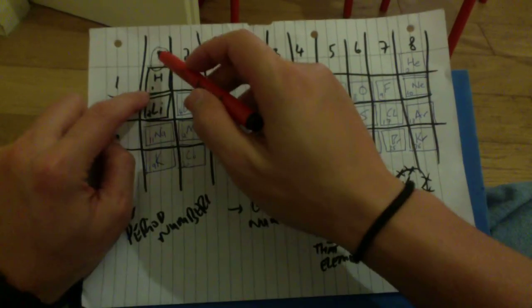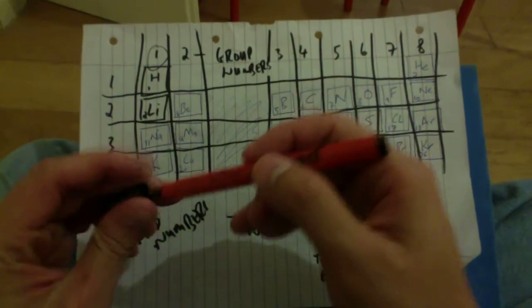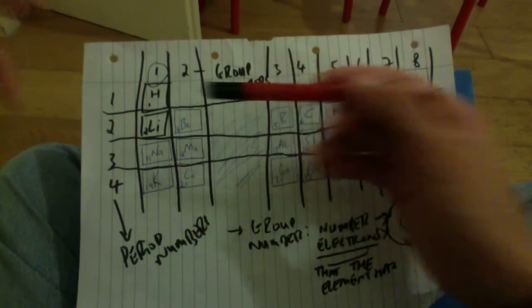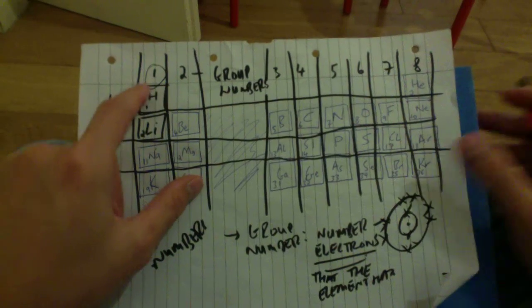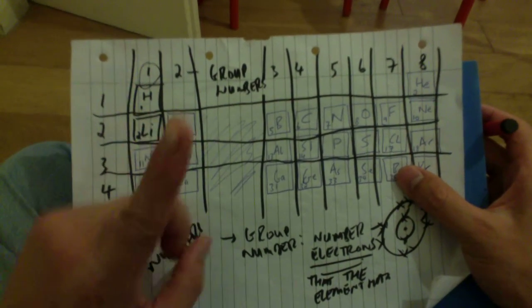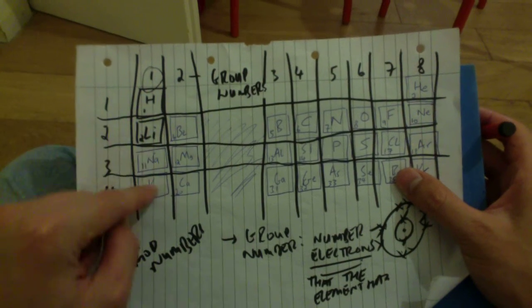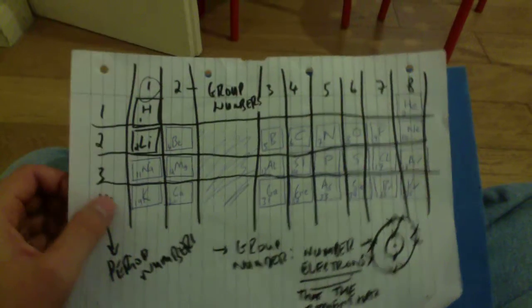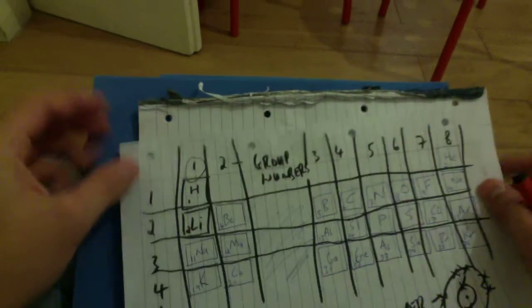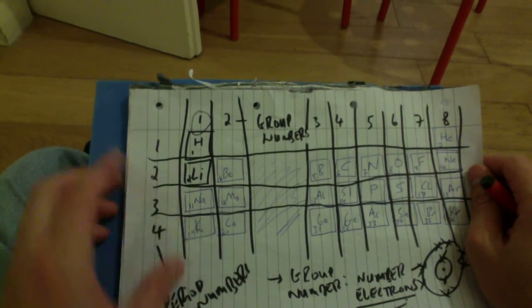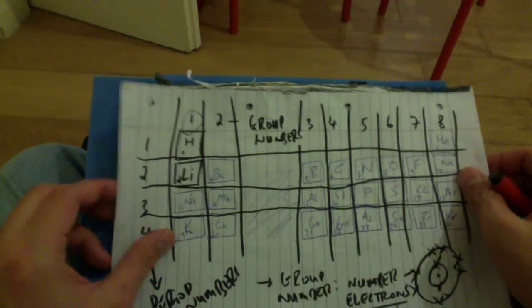If we look at hydrogen, this number here is telling you that all the elements in this column have 1 electron on their outer shell. So what does this mean? Let's put this to the test. You have hydrogen, lithium, sodium, and potassium. So let's look at sodium and see if this is true.